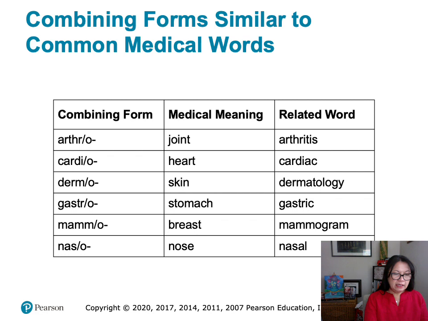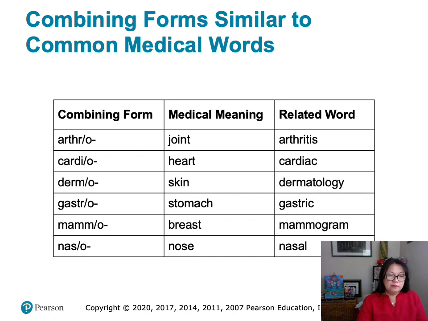The second category of combining forms consists of those that are similar to common medical words. When you see one of these combining forms, it likely brings to mind a medical word you already know, and familiarity with the medical word can help you more easily remember the meaning of the combining form. Let's consider some examples. The combining form arthro means joint. When you first saw this combining form, you may have thought of the word arthritis, which means inflammation of the joints. The combining form cardio means heart. This makes sense when you realize that cardio is similar to the word cardiac.